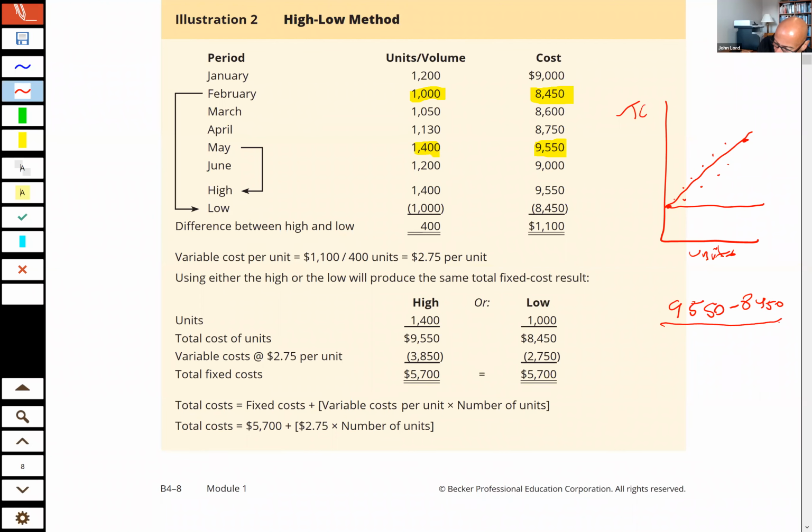Okay, that sits in the numerator, and then in the denominator we put the number of units. So we've got 1400 minus the 1000. Let's label this high and this low. You probably remember from algebra, you did y2 minus y1 over x2 minus x1, and that gave us the slope. Well, that's what we're doing here.